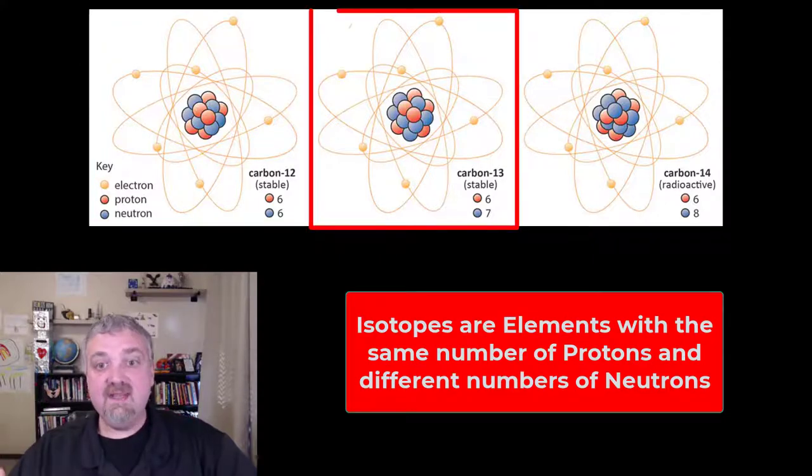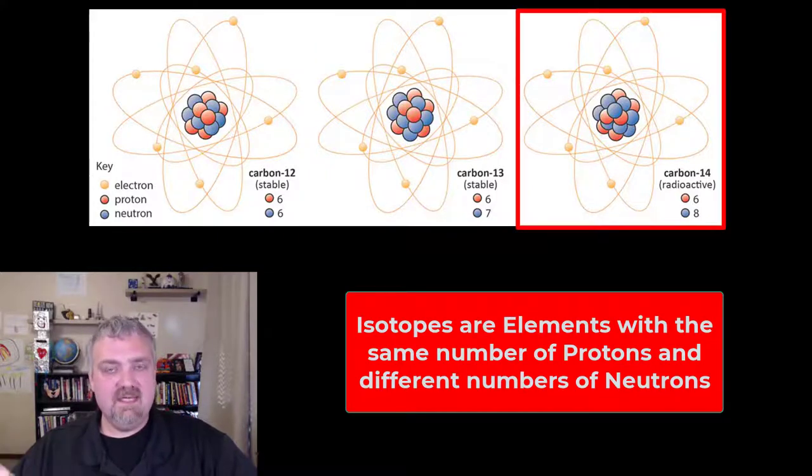Then you see carbon 13 in the middle. It is carbon 13 because it has 6 protons but 7 neutrons. We don't talk about that one as much, but then carbon 14 has 6 protons and 8 neutrons. That's where the carbon 12, 13, and 14 come from.